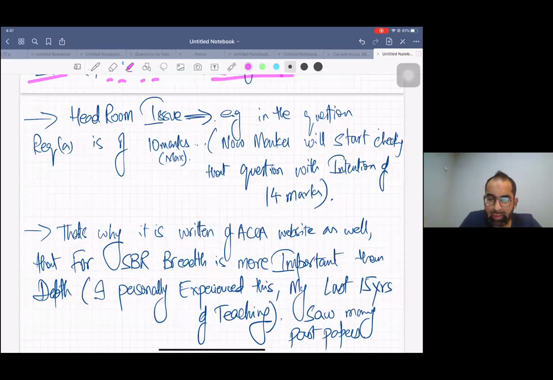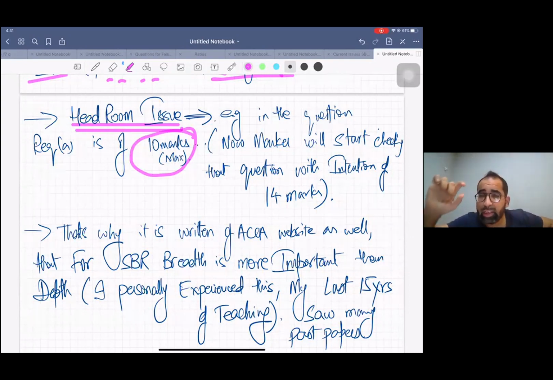Now look here. If you read the examiner report and see the marking guide, there is one thing present in your professional exam, which is the headroom issue. What is the headroom issue? Just think. You have a question paper with one requirement, requirement A, and it is written that it is of 10 marks.